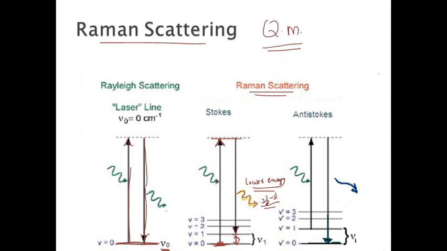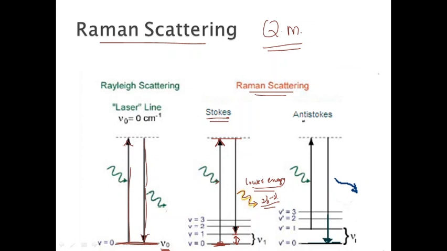And these kinds of scattering or these lines are often called Stokes lines. So the Stokes lines actually have lower frequency when compared to the incident frequency, compared to the parent line.